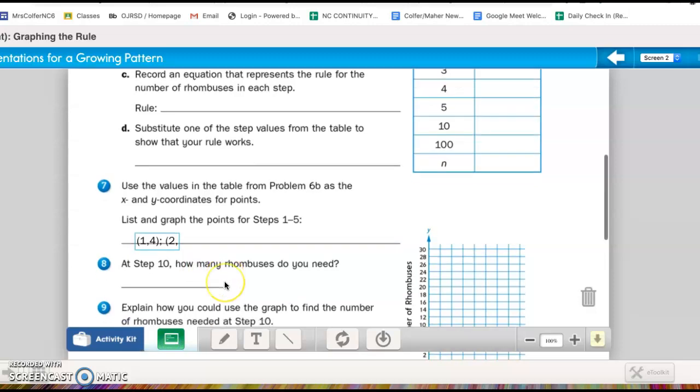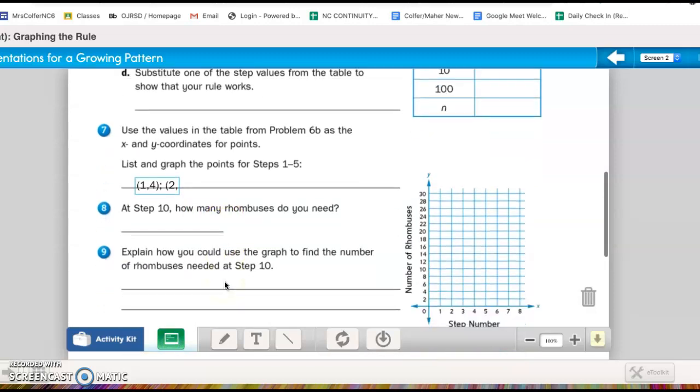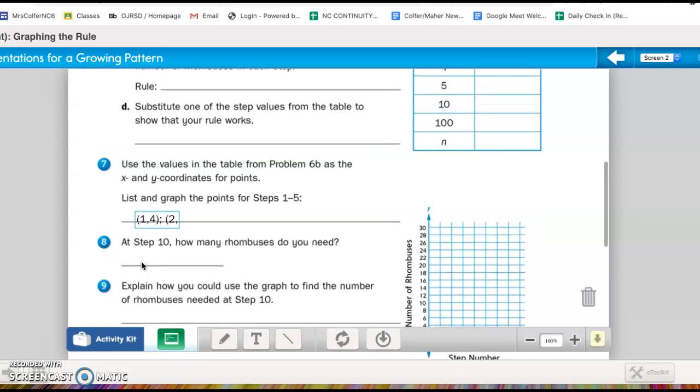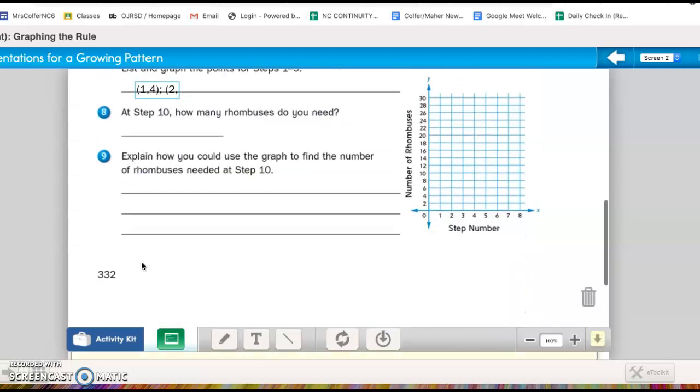Here it says at step 10, how many rhombuses do you need? Explain how you could use the graph to find the number of rhombuses needed at step 10. Again, 2 different ways. You could use the line that you've drawn, okay? Follow your finger up at step 10. Again, it's not here, so you probably need to estimate, excuse me. Or you could pop it into the formula that you've come up with, or the equation that you've come up with, to figure out what happens to X to get that Y value, okay?